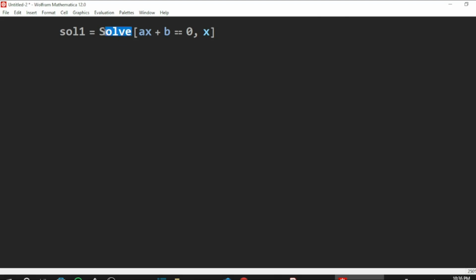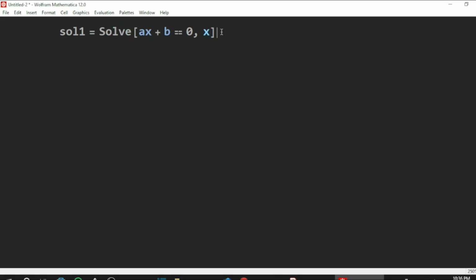Solve is the command for solving equations, but you must note here I have put a double equal sign, because a single equal sign in Mathematica is used for assignment. When I solve this equation, the value would be assigned to solve1, and for an equation to equate we use a double equal sign, and this thing means I asked Mathematica to solve this equation for x.